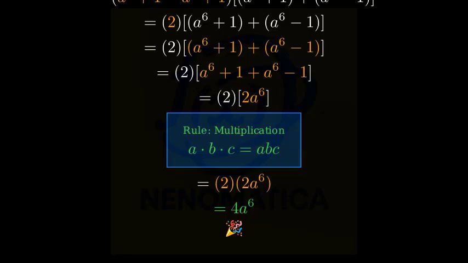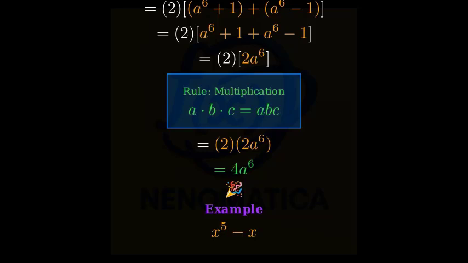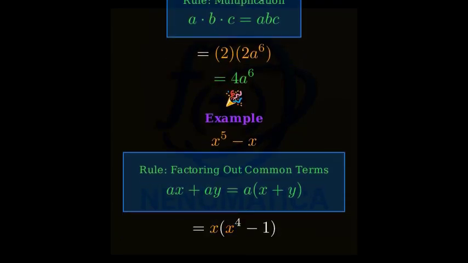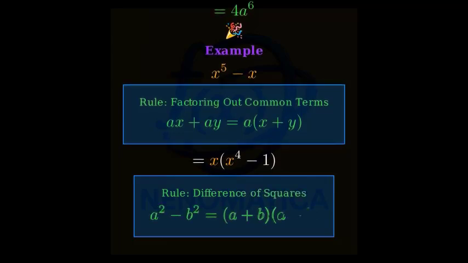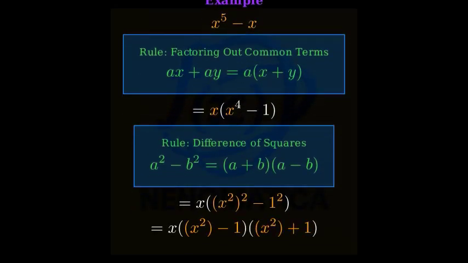Now, let's move on to our second example. We want to simplify the expression x to the power 5 minus x. Let's solve this step by step as well. First, we can factor out x from both terms. This gives us x times (x to the fourth minus 1). Now, let's focus on the expression x to the fourth minus 1. We can view this as a difference of squares. x to the fourth minus 1 can be written as (x squared minus 1) times (x squared plus 1), since x to the fourth is x squared squared, and 1 squared is just 1. So we factored it as x times (x squared minus 1) times (x squared plus 1).